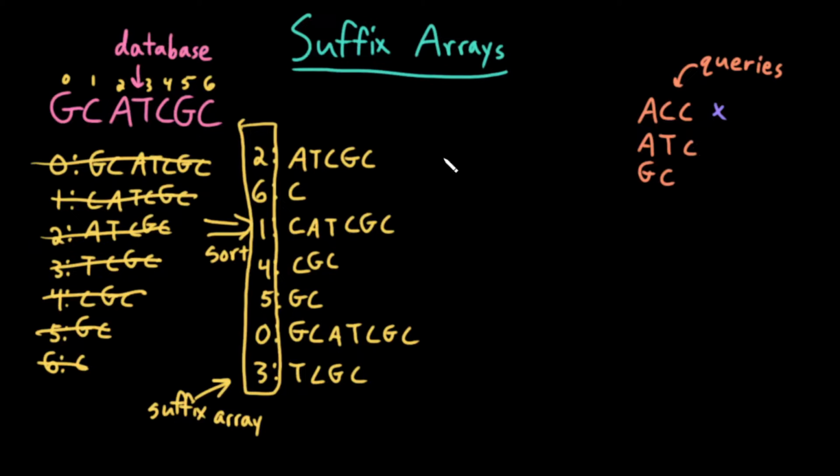So ATC. So low starts here, high starts here. So ATC, I compute the midpoint. ATC is less than my midpoint. It's less than CGC, so I need to recurse up. Okay, so high will go here. I recursed up. I do it again. Compute the midpoint. ATC is less than C, so I recurse up. High equals mid minus 1.